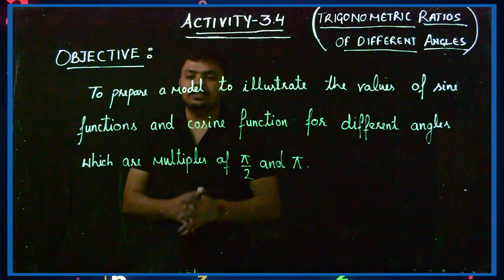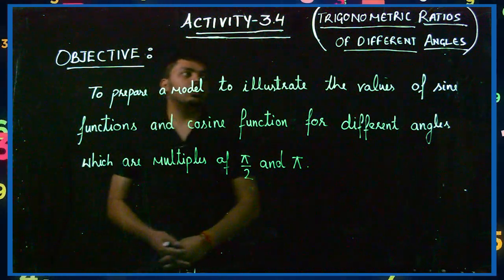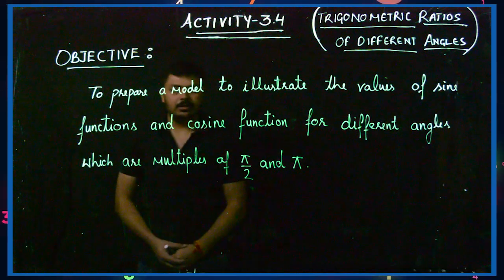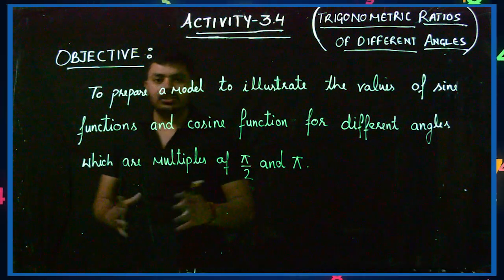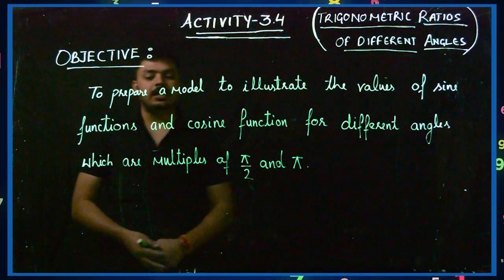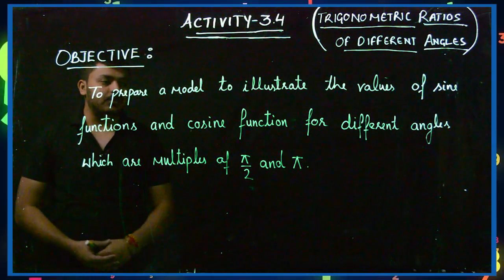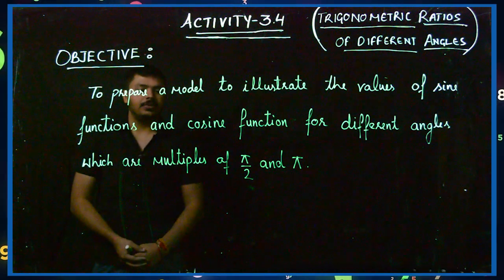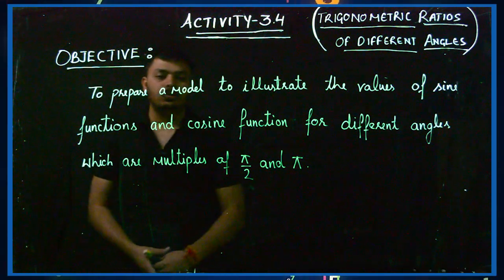So students, now let's start activity 3.4, trigonometric ratios of different angles. Our objective for this activity is to prepare a model to illustrate the values of sine functions and cosine functions for different angles which are multiples of pi by 2 and pi.